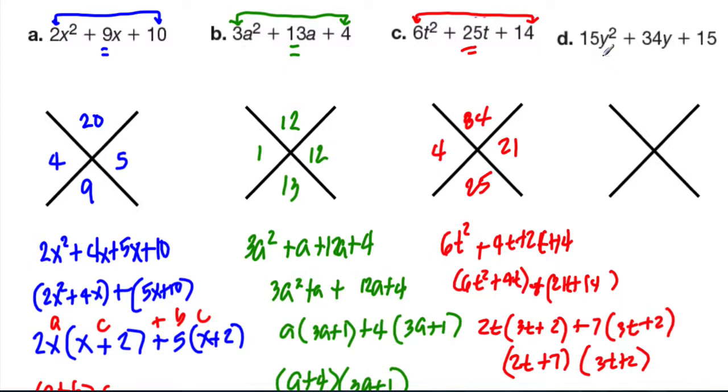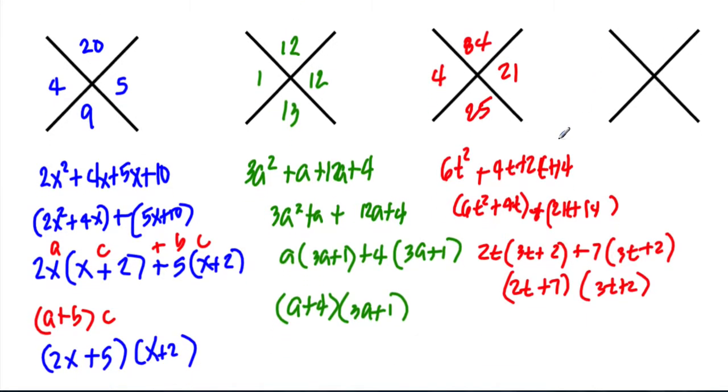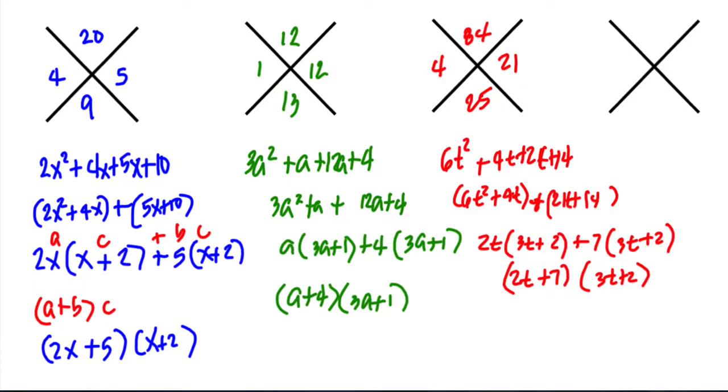15y squared plus 34y plus 15. You can do that on your own. Let's take a look at the next one.